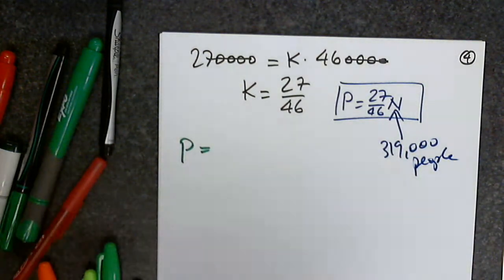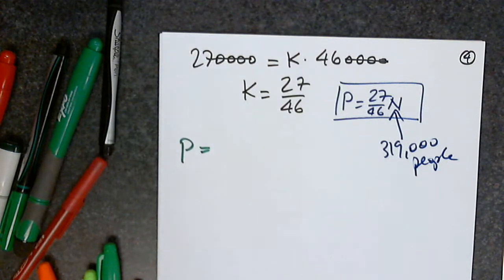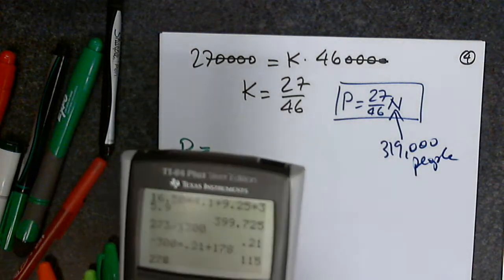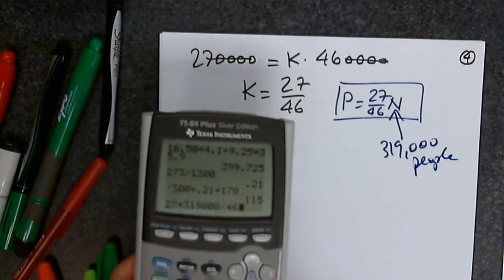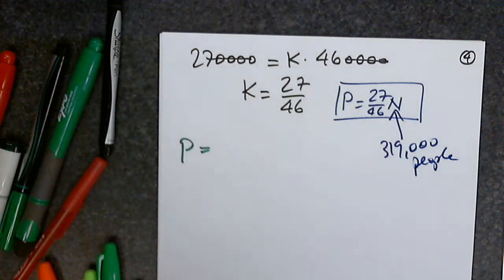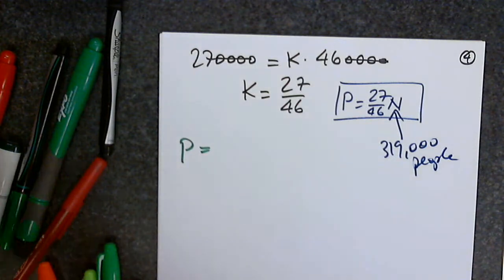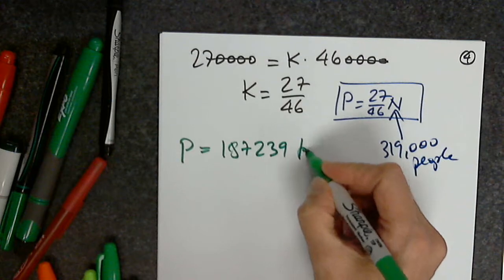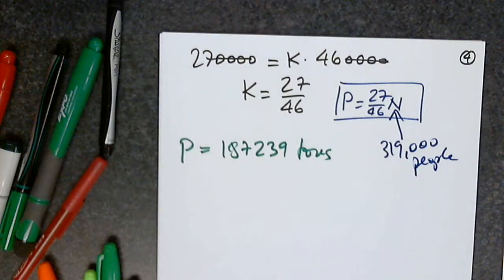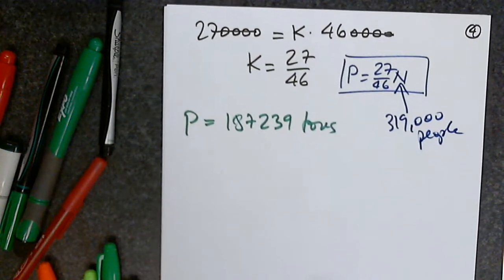So P equals, I'll grab my calculator, I multiply 27 by 319,000, and I divide everything by 46. I got 187,239 tons of pollutants. I'm hoping that you are going to find this section the easiest of all. That's it. That's all we have to do.